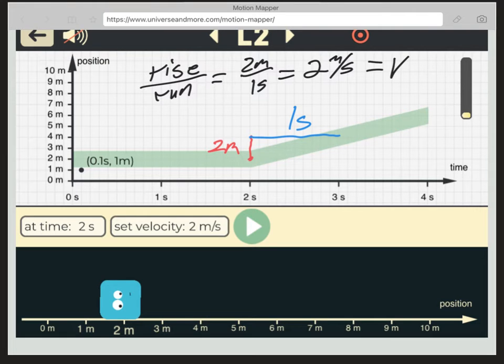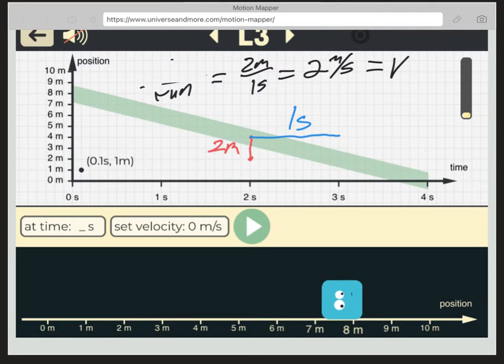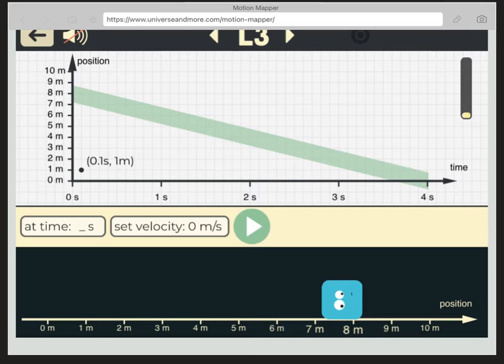Now, for this one, it has a different slope, right? You can see that this has a different slope than we had before. It starts at a different point because we can see where the position is. And look, it stays at that velocity for the entire time.